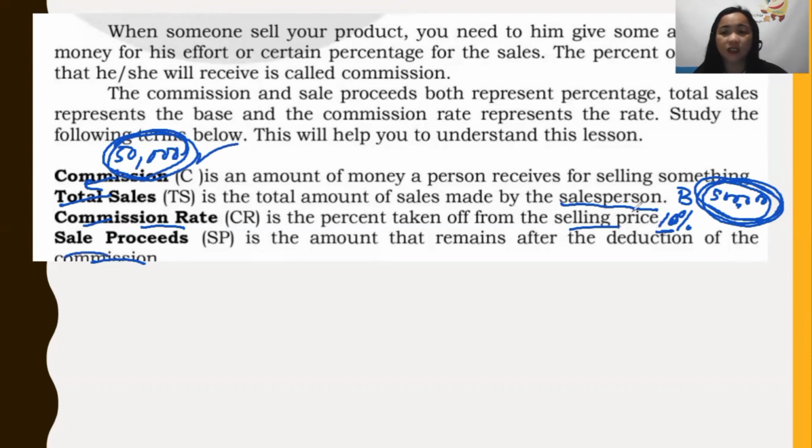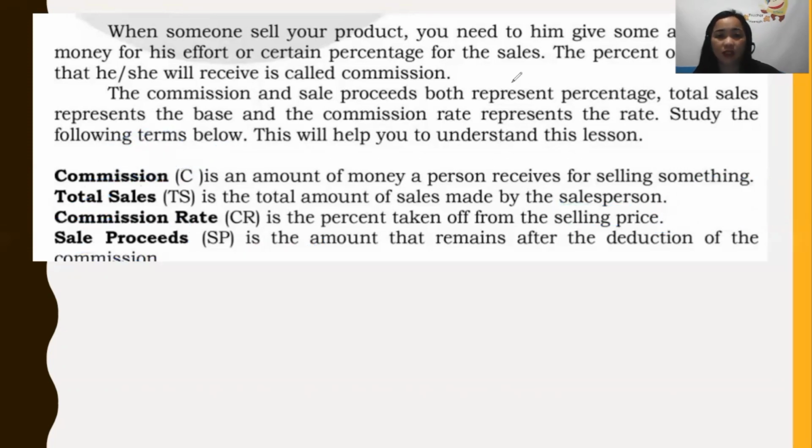And the sale proceeds is yung 500,000, ibabawas mo itong commission, that is 450,000. That is the sale proceeds. So, ito po yun. Yung matitira, the amount that remains, yung matitirang amount kapag ibinawas mo na yung commission. That is the sale proceeds. Now, let's continue this para mas maintindihan nyo.